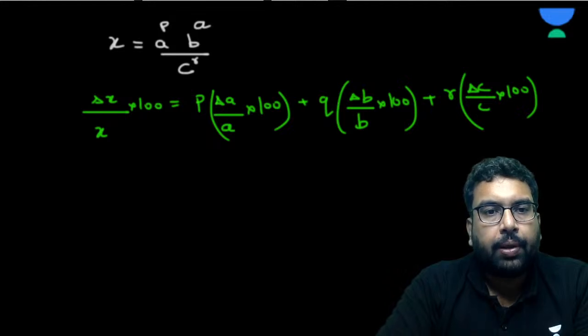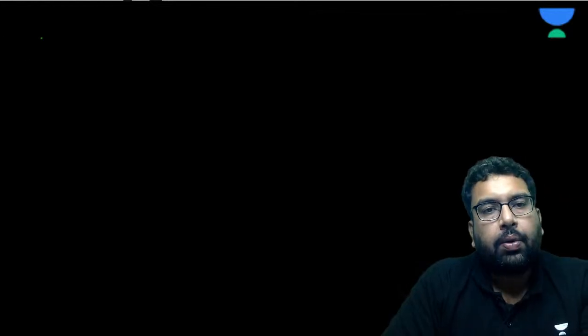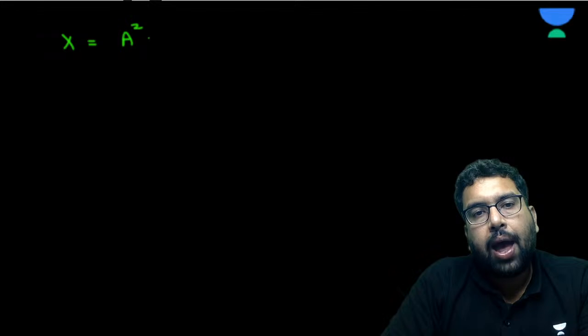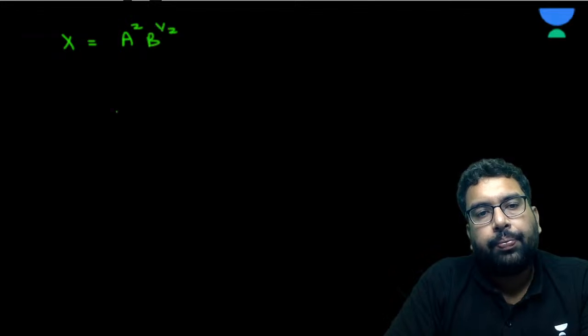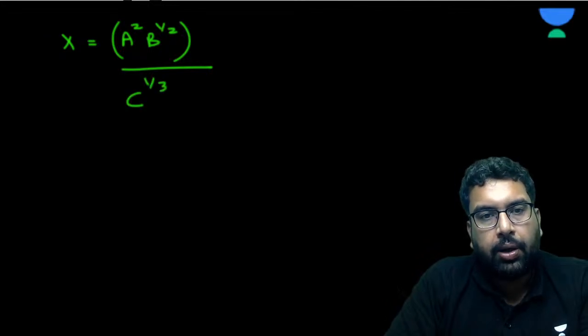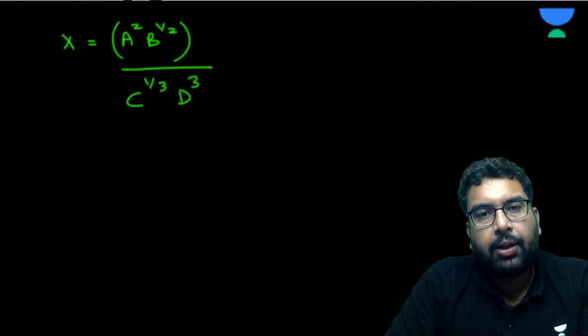Let's suppose we have a physical quantity x, and x is given as a squared, b to the power 1 by 2, upon c to the power 1 by 3, and d to the power 3. Let's suppose we have an expression like this.